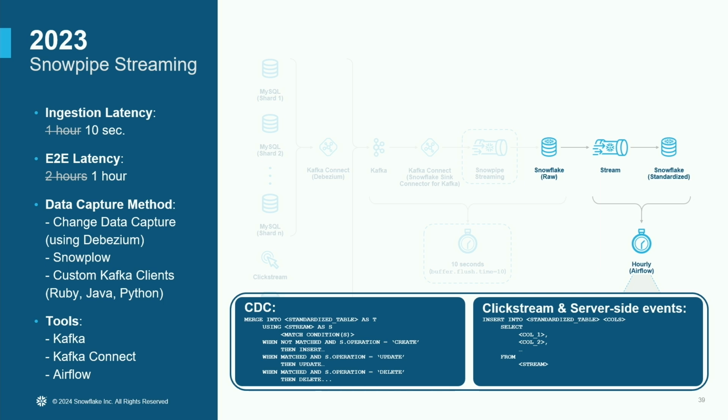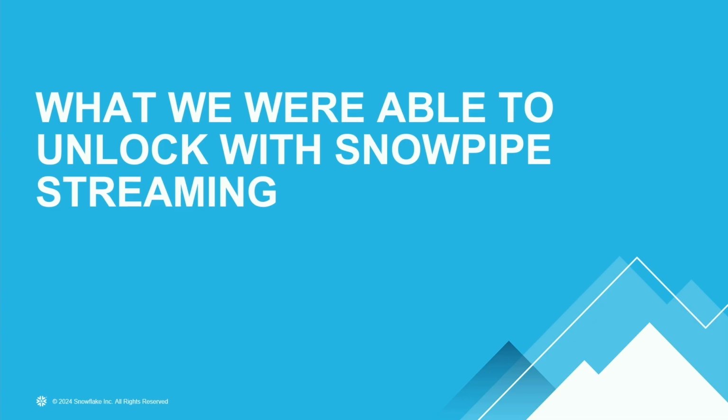Due to the sheer size of some of our CDC tables, it takes a couple minutes to actually merge the data because of the total amount of volume in those tables. As a result, merging the data might actually take longer than the frequency that we would actually want to achieve. But we were still able to unlock the benefits from loading the data every 10 seconds into our raw zone using Snowpipe streaming.